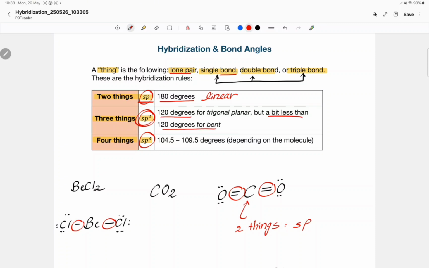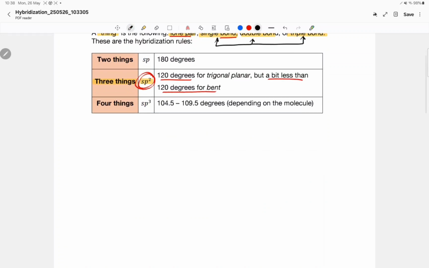Let's talk about those things. Let's clear up the space. So when is it 120 for trigonal planar, which would be something like BCl3? Put the dots. So here I see 1, 2, and 3. That's why it's sp2. And the shape is going to be trigonal planar.